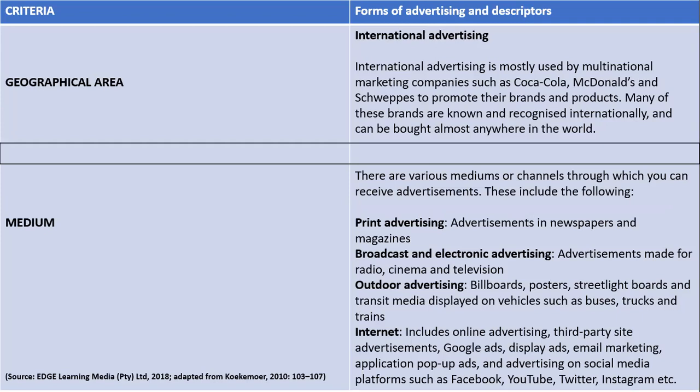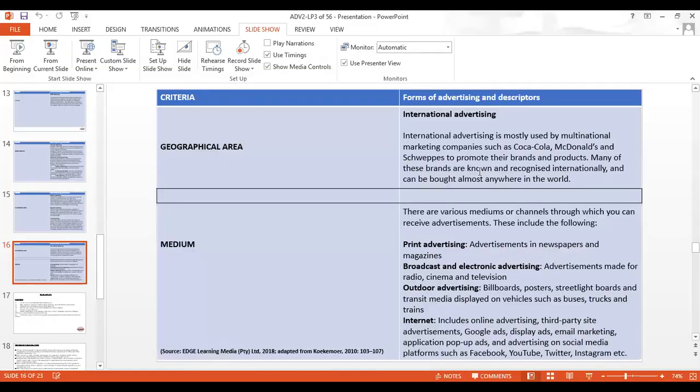Then we have various different channels through which we can advertise our products. This can be print advertising, that's newspaper, magazines, broadcast and electronic, that's your TV, that's your radio. Then you have outdoor advertising, is when you see your billboards, your posters, your street lights, your boards, everywhere. Then you have internet now, online advertising, third-party sites, your website, your Google ads, your display ads, email marketing, Facebook, YouTube, Twitter, Instagram, all those things. Okay.